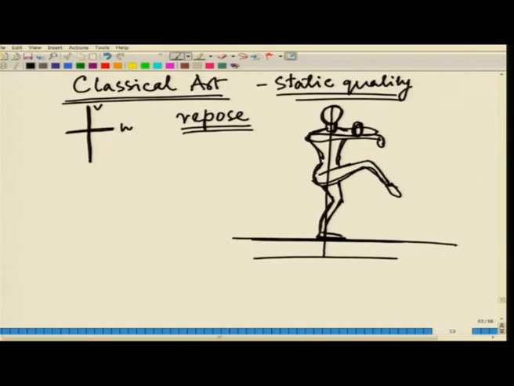we can only consider forms or poses that have a stability. So, in this formation, the central axis is perpendicular to the ground. It has a classical balance, and even though the figure is not standing in a stable position, it can stand in this pose for pretty long. So, that determines the stability or the static quality of an object.